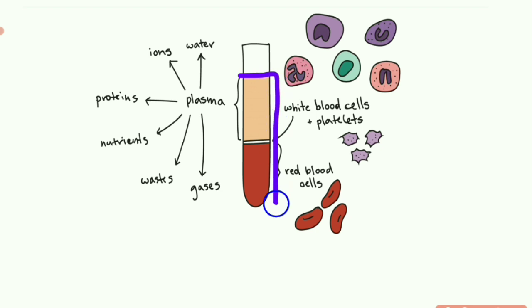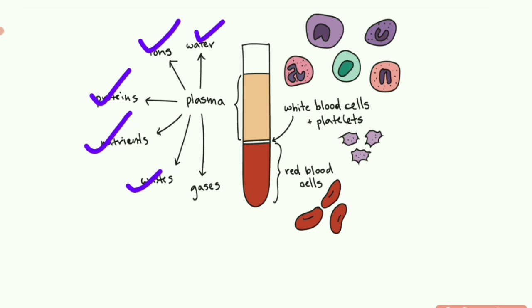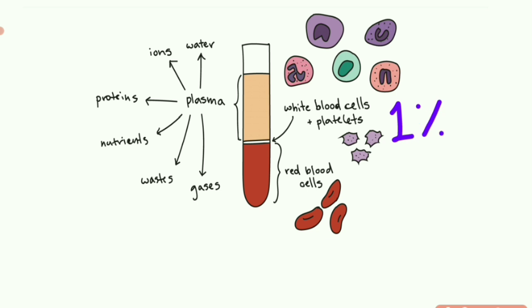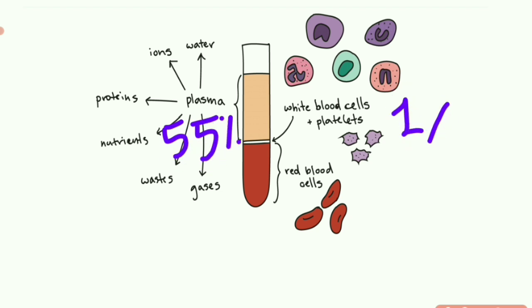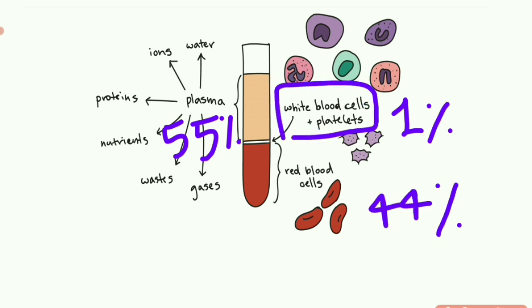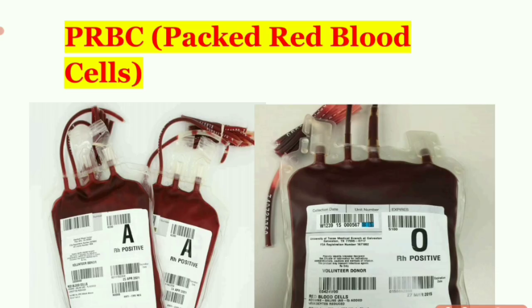In whole blood, 55% is plasma, and plasma contains water, ions, proteins, nutrients, wastes and gases. 1% of whole blood is WBC, white blood cells, and platelets. The remaining 44% of whole blood is RBCs, red blood cells. So 55% is plasma, 1% is WBC plus platelets, and the remaining 44% is RBCs.